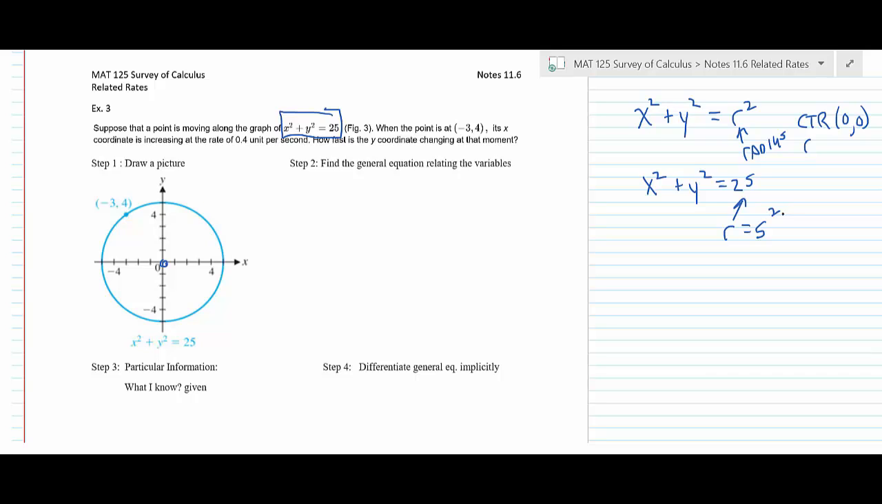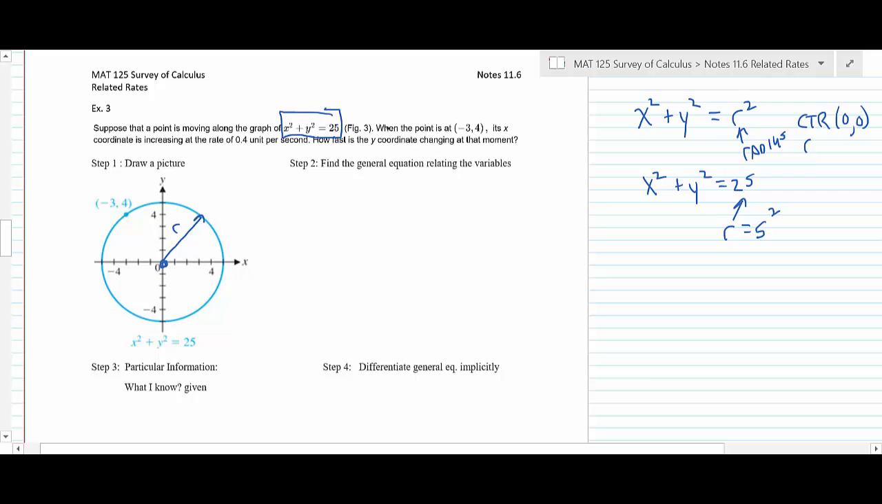So this is the graph of how that goes. You've got a center of 0, 0, then I went out 5 on that radius. All the way around the circle, you have a radius of 5. That's the equation you're going to be working with because I gave that to you. You don't have to figure it out like in the last examples. The equation that relates these variables is given.